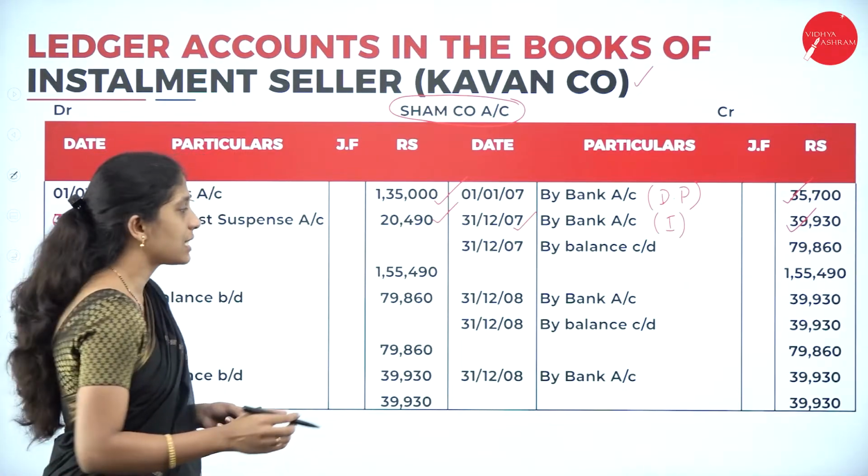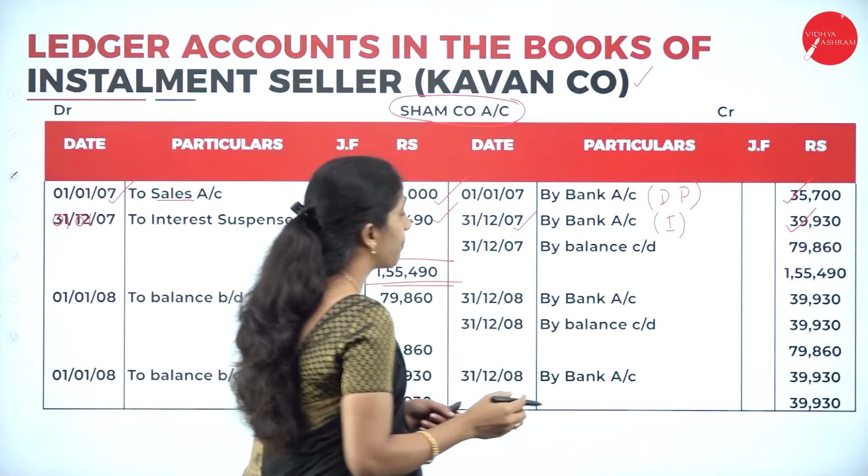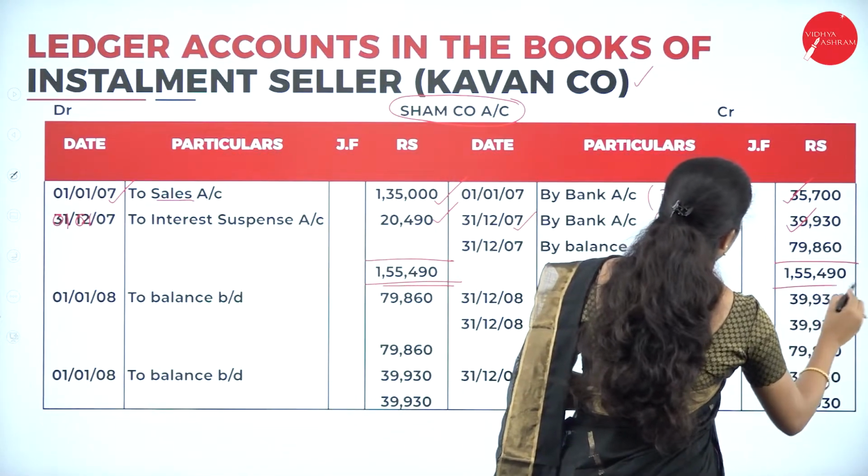Now we are done with this. That is first year. So add both the sides. So when you add, you will get a balancing figure. So balancing figure of how much?